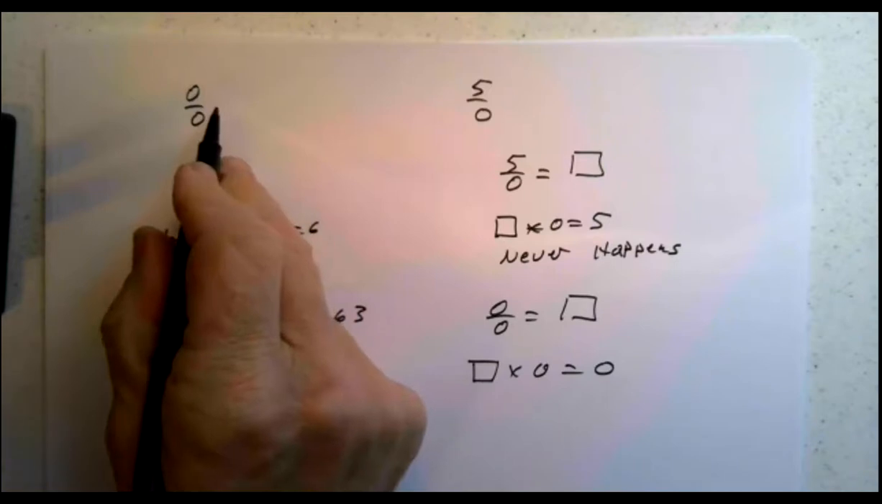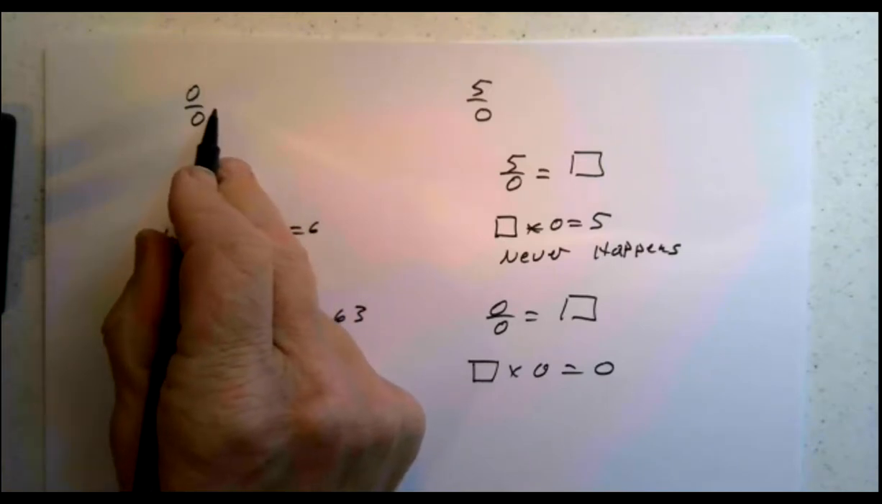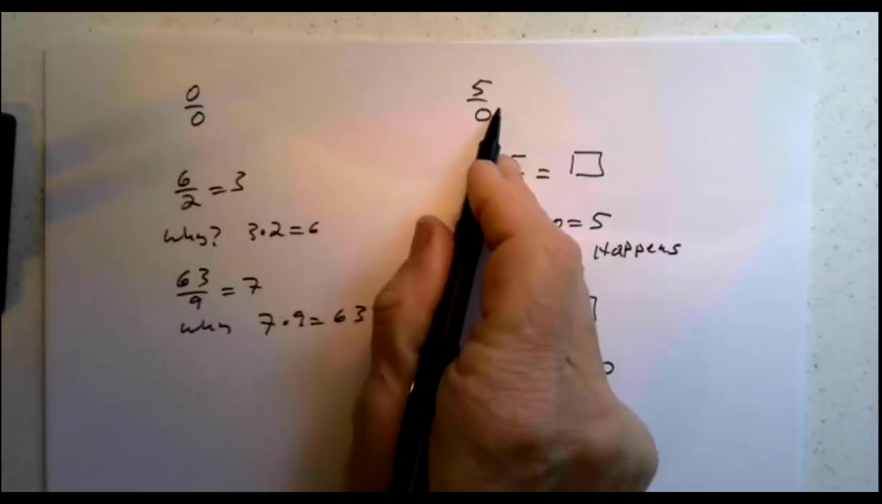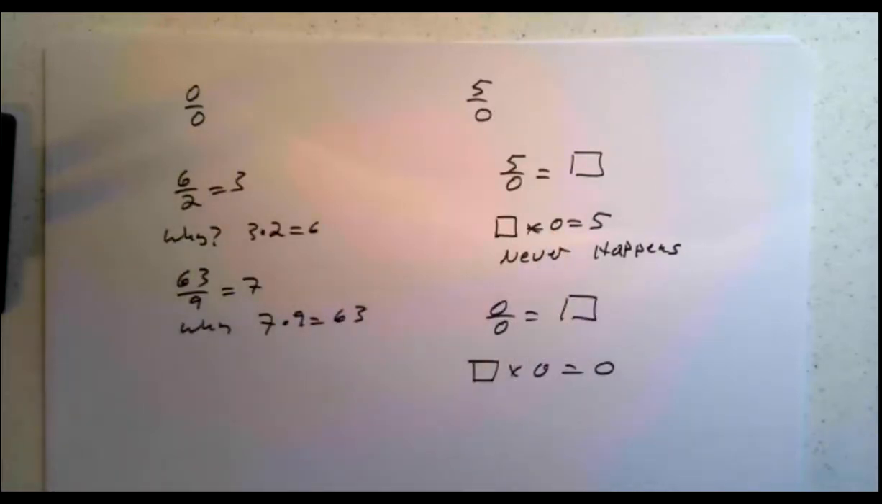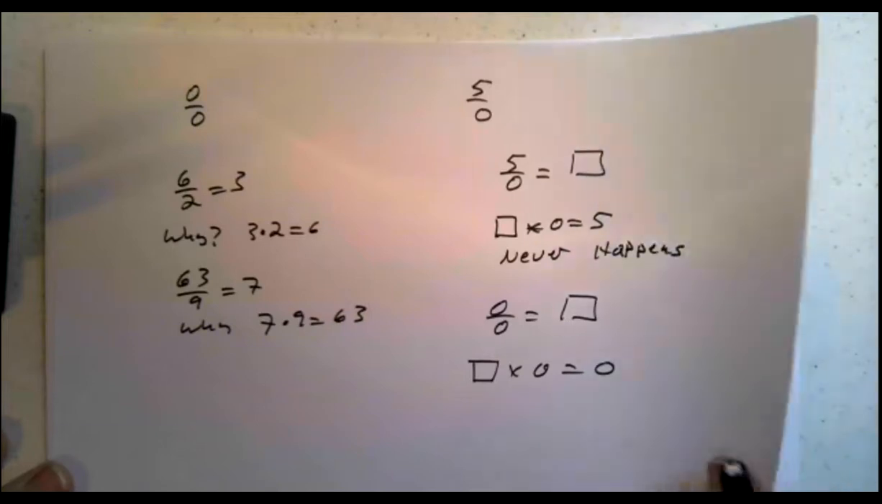So if I have a 0 over 0 case, there is a chance I might have a limit. I don't know. I can't use this technique to find it. But if I have a 5 over 0, I've got no chance. It can't be a limit. So let me show you what I mean by that.